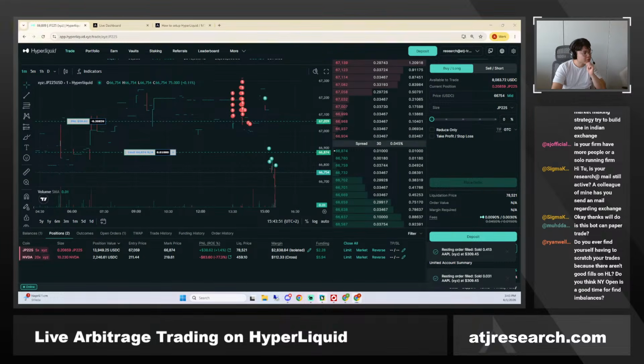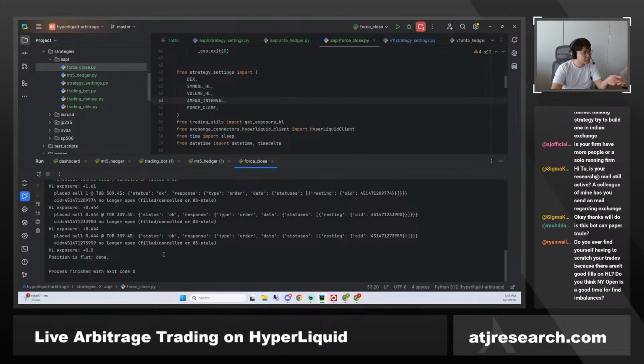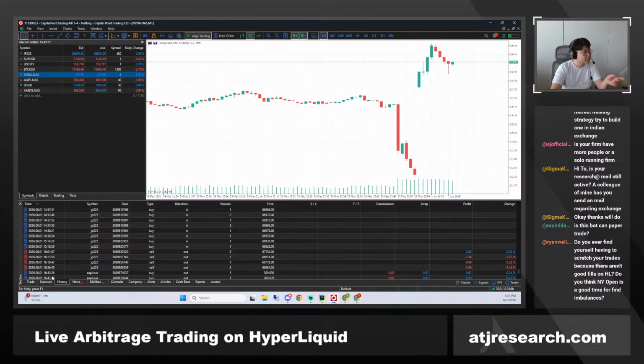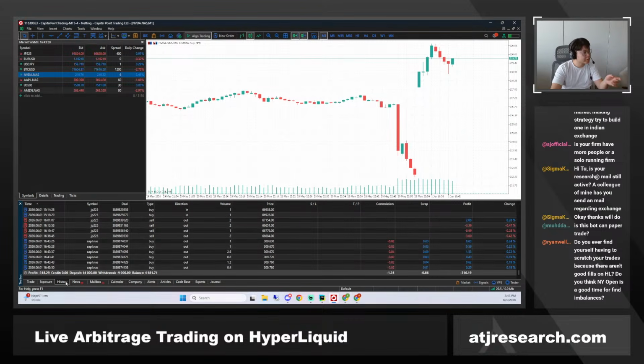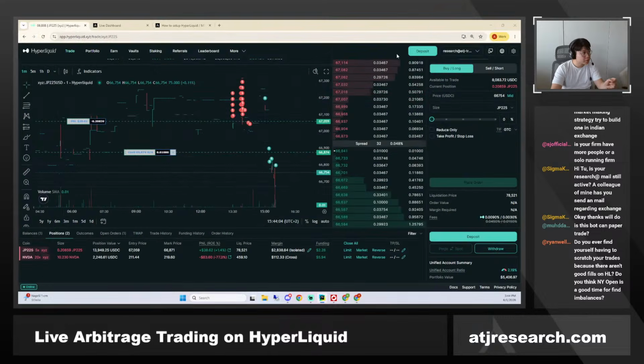Okay, and now we're flat. That's beautiful. So here, my trading bot said it's done. Everything is closed. On MT5, I'm also flat, right? So all my Apple trades have been closed. So that's beautiful. So everything works.